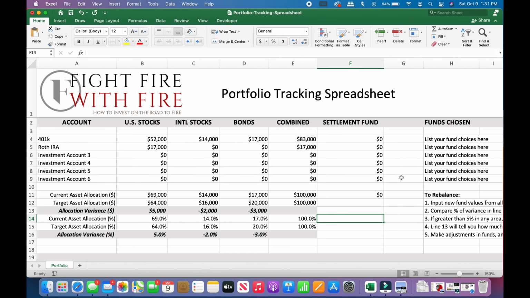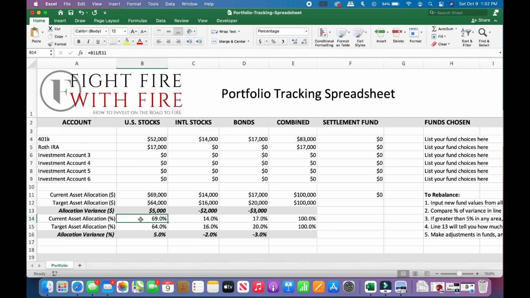Now, I went ahead and updated the spreadsheet to reflect our example. So, going through, we can see that our current asset allocation for US stocks is $69,000. We really want to hold $64,000 to adhere to our target, which means we're overvalued in US stocks by $5,000. Our international stocks are kind of the opposite. We hold $14,000 when we want to hold $16,000, which means we're undervalued there by $2,000. And our bonds are the same. We want to hold $20,000. We currently hold $17,000, which means we're undervalued by $3,000.